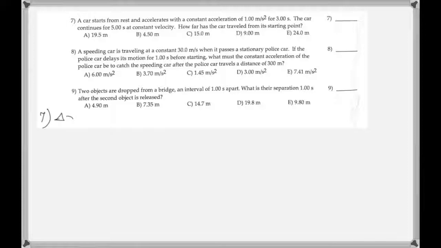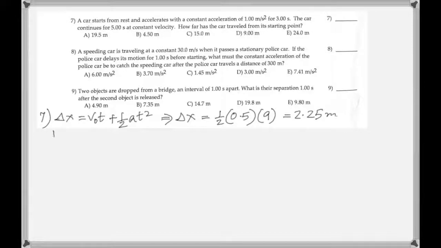Now, therefore, to find the displacement when it's accelerating, you use this formula. Initial velocity is 0, so that whole term cancels out. You get 2.2. No, that is wrong. I'm going to correct that because I made a mistake of putting this as 0.5. Actually, it's 1.